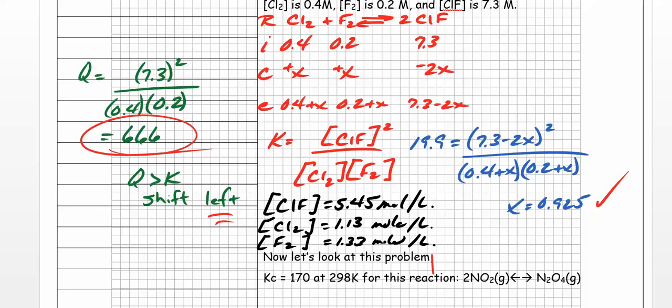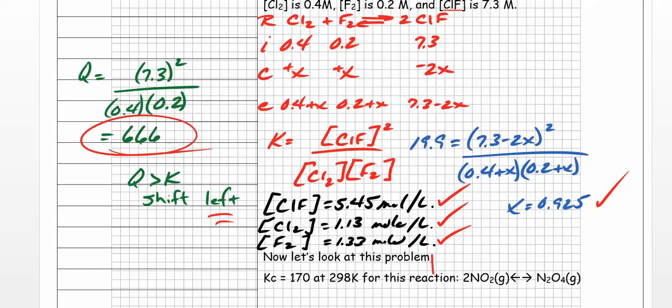So when we plug in, let's start with ClF. When we say 7.3 minus 2 times 0.925, I got this number. Check this on your calculator. I got 5.45 moles per liter. For Cl2, that's this one right here, we have 0.4 plus 0.925. I got 1.13 moles per liter. So that's the Cl2. And then finally the F2. F2 is 0.2 plus the 0.925, and I got 0.133.